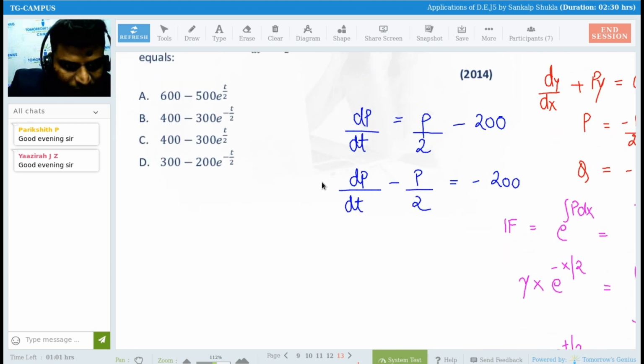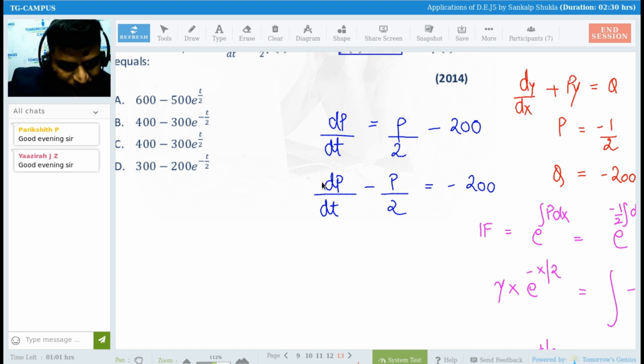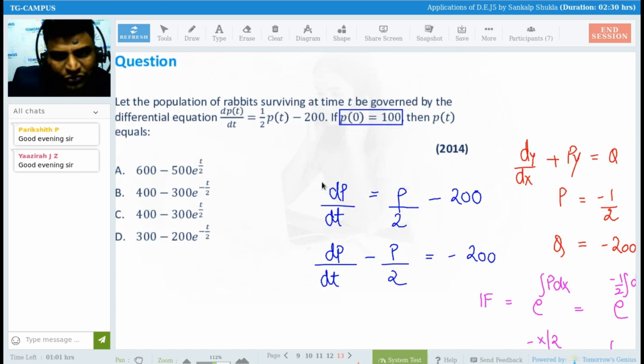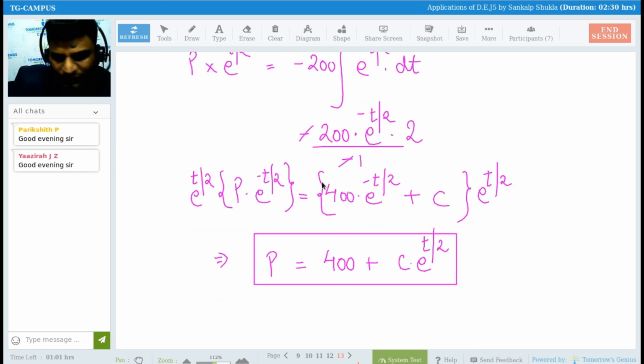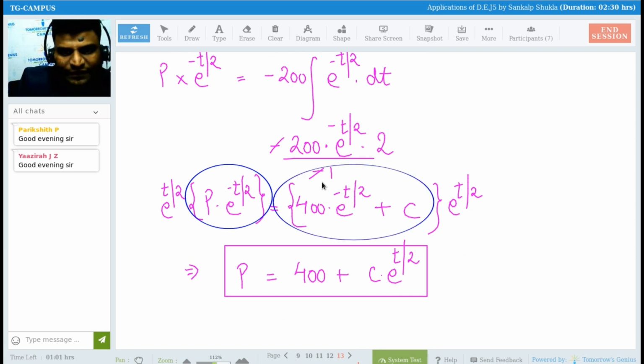Okay, p is equal to 0 and it is 100. So you have to find the value of c also. We'll stop till this case. Okay, wait. I'm telling you, only use this much to put the values of the particular solution.